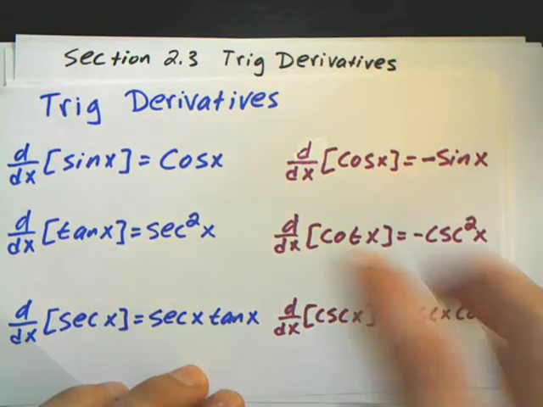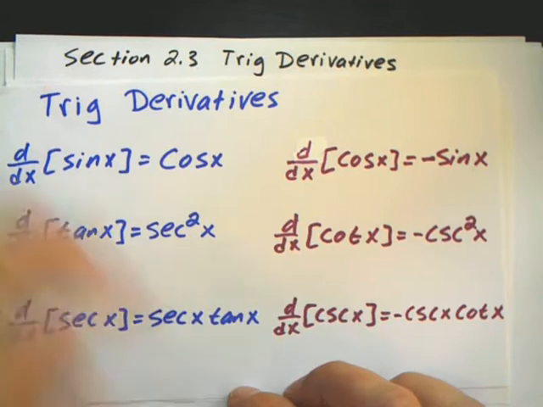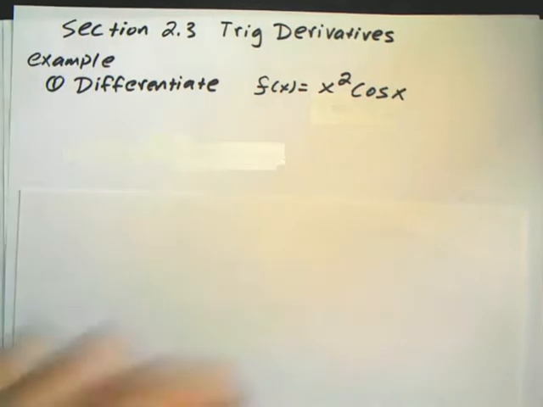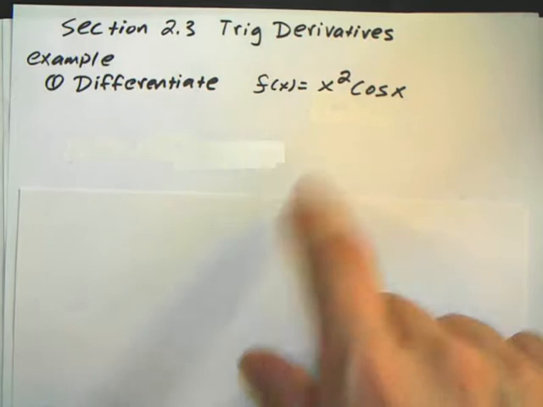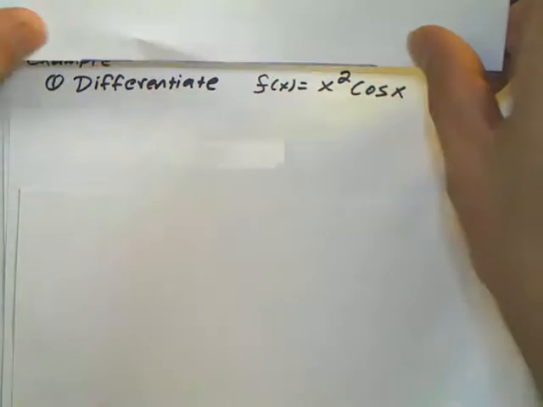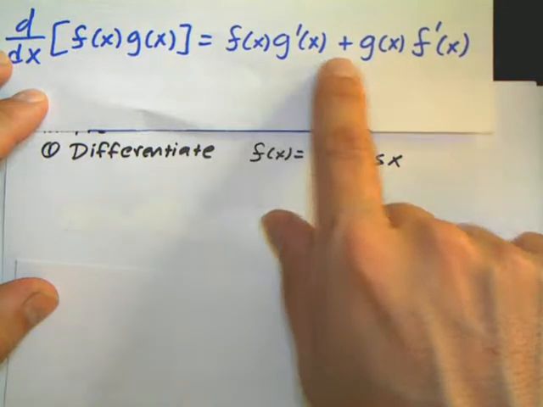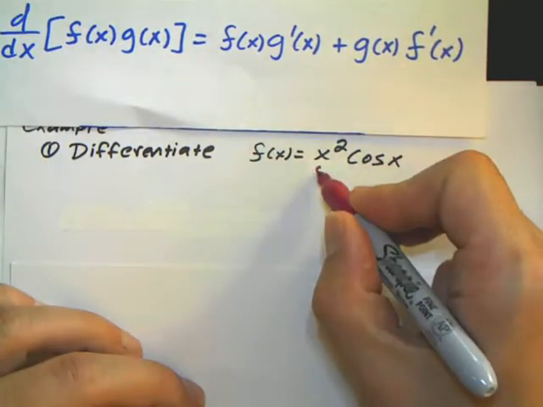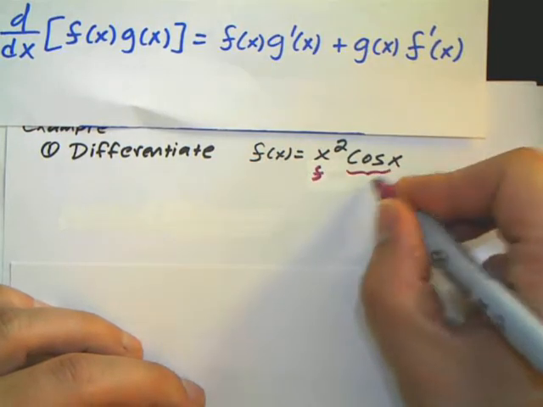So we have to include these 6 new derivative rules along with the previous derivative rules to find more derivatives. So the first example is to differentiate this. Since this is a product, I'm multiplying x squared times cosine, so I still have to use the product rule, which is f g prime plus g f prime. To start off, I label accordingly: this is going to represent f, and this is going to represent g.